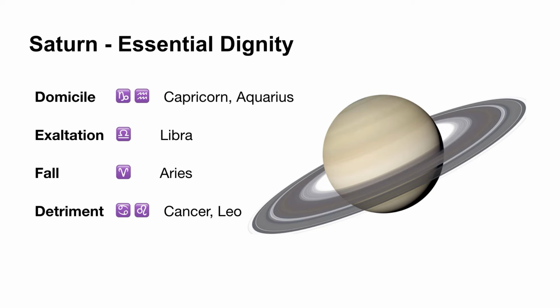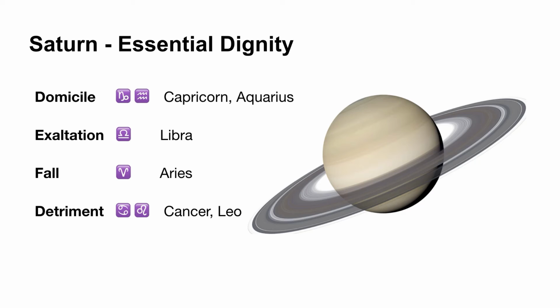Finally, Saturn is in domicile in Capricorn and Aquarius, in exaltation in Libra, the sign of justice, in detriment in Cancer and Leo, and in fall in Aries. Saturn is the planet of maturity and social responsibility. In Capricorn and Aquarius, we leave our safety net to fulfill our mission. So Saturn has a natural affinity with these signs.